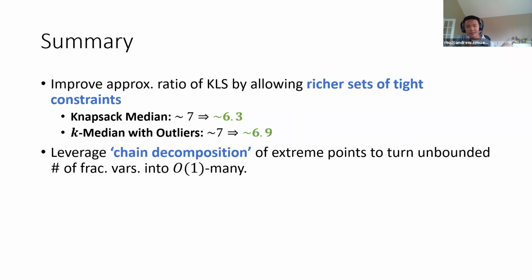Further, what's the technical challenge that arose from this? Well, in a richer set of tight constraints, I lost the constant number of fractional variables. I have an unbounded number of fractional variables because I have two sets of disjoint balls. But we show that these two sets of disjoint balls actually have a chain decomposition. We can partition them into a constant number of disjoint chains. And using these chain decompositions, we're able to turn an unbounded number of fractional variables into a constant number.